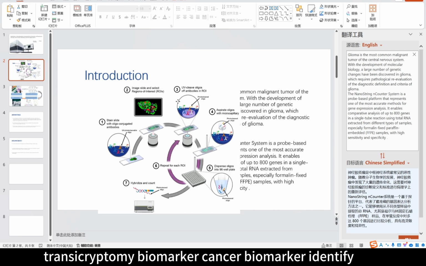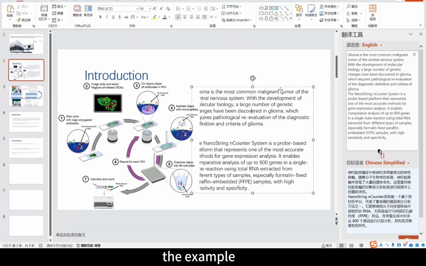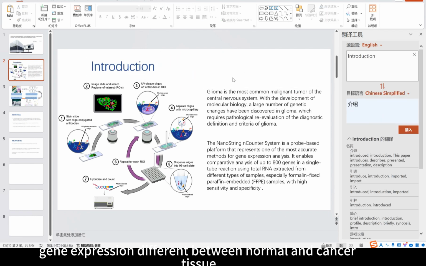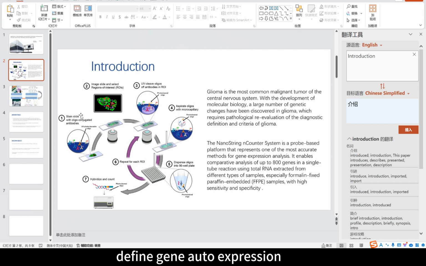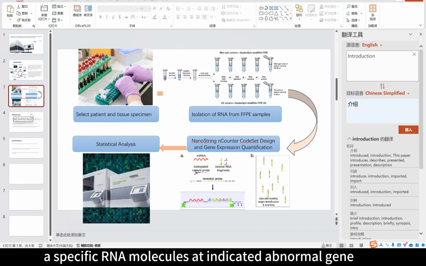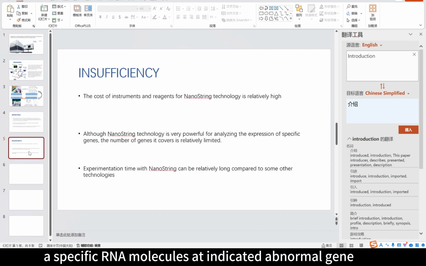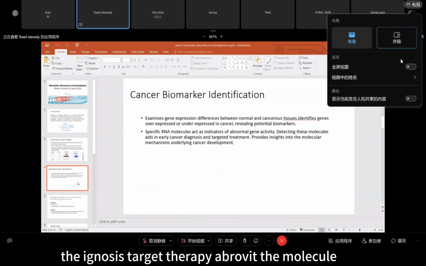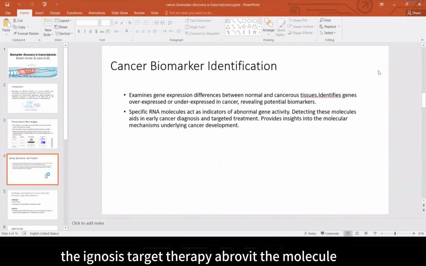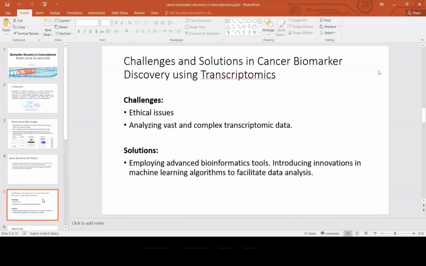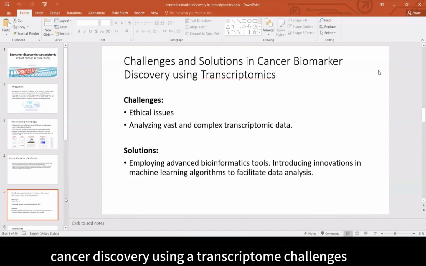Cancer biomarker identified. For example, gene expression is different between normal and cancer tissue. Defined genes with over-expression or under-expression are cancer-related patient biomarkers. Specific RNA molecules indicate abnormal genes, and these molecules can be used for early cancer diagnosis and targeted therapy. They provide the molecule under the cancer development.